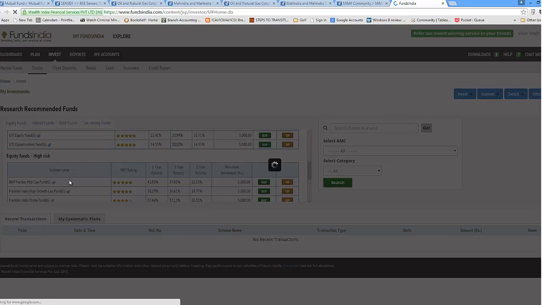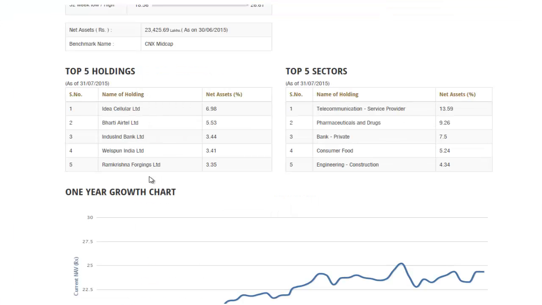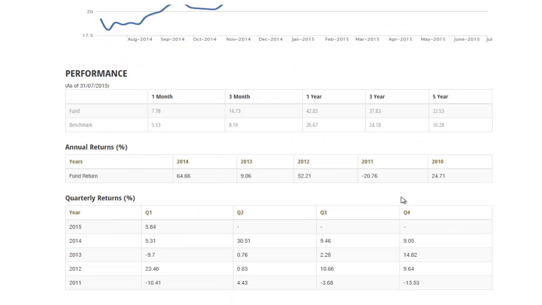Let's go into the details of this particular fund. Now, these are the details of BNP Paribas Mid Cap Fund. This fund invests in mid and small cap. These are the returns of the last few years. These are the top 5 holdings in terms of shares, which is Idea, Bharti, IndusInd, Welspun and Ramkrishna Forgings. Top 5 sectors are telecom sector, pharmaceutical and drugs, banks, consumer foods and engineering.